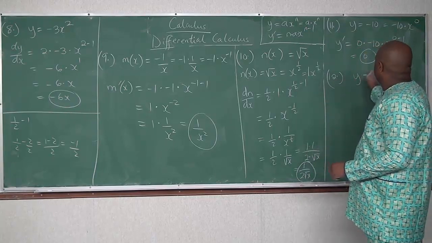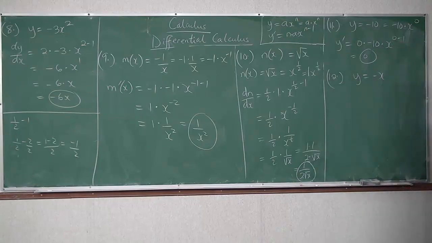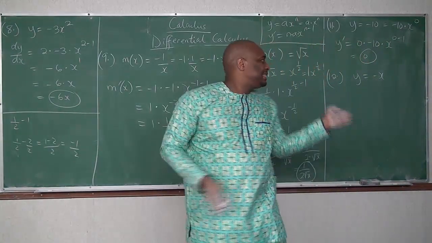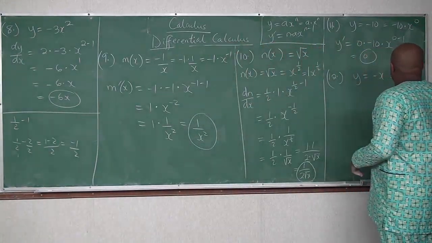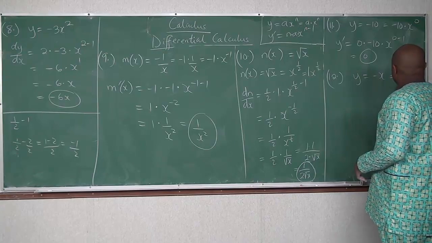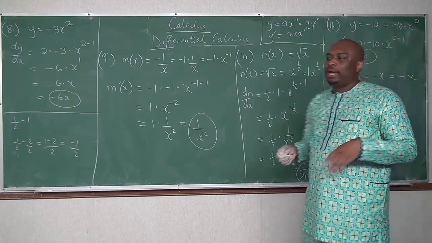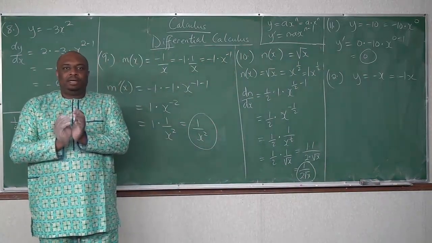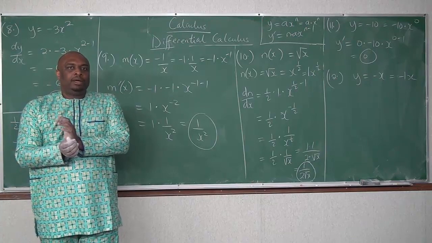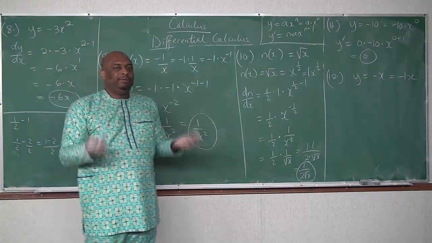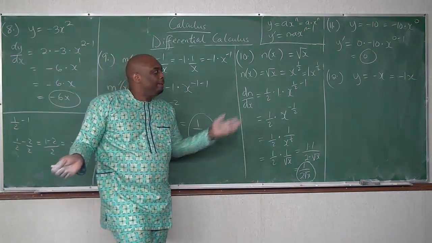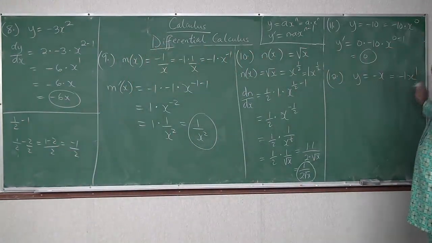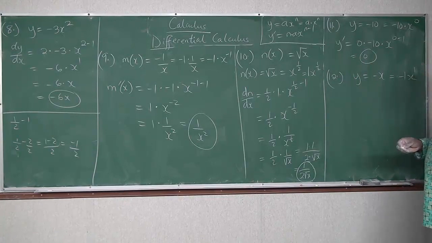y equal to negative x. So like we said earlier, this is like saying negative 1x. And like we said earlier, if you have any constant as the coefficient of x, in front of the x, then the derivative is just that constant. But let us find out. So this is like saying negative 1 times x to the 1, because this x means exponent 1.